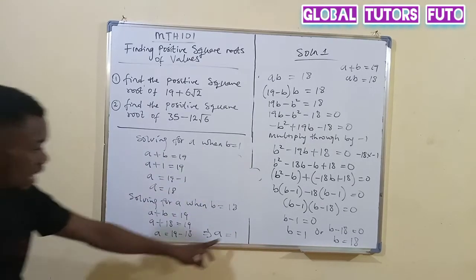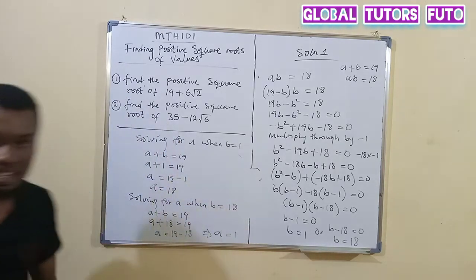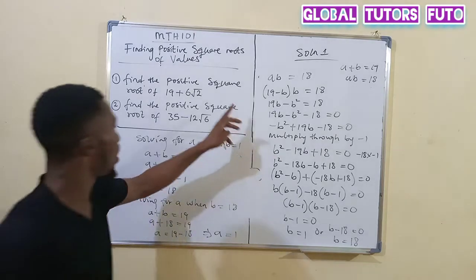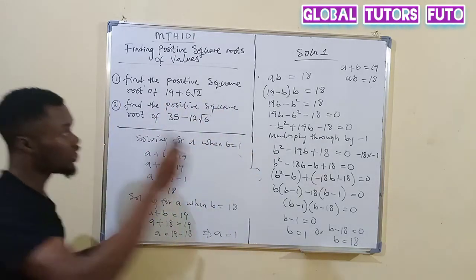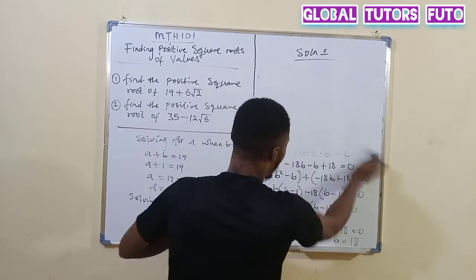So as you can see, a can be 1 and 18. B can also be 1 and 18. So any one of them can go. Now remember that we said that the positive square root of this, when we started initially, okay, let me make some space here so that I can finalize the answer to this.